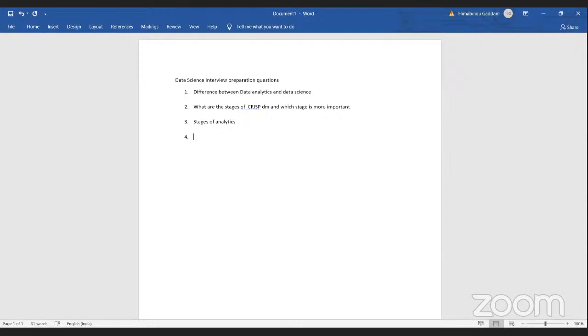And the fourth stage is prescriptive analytics. This is the stage where we will be planning the action. What are the different ways we can handle the problem, and then we come up with the best plan which works for the better business.